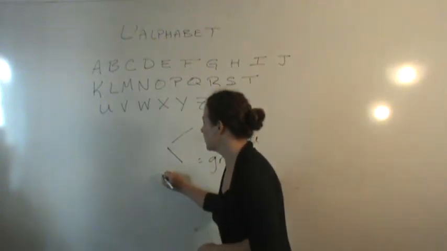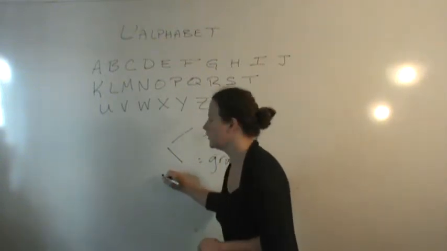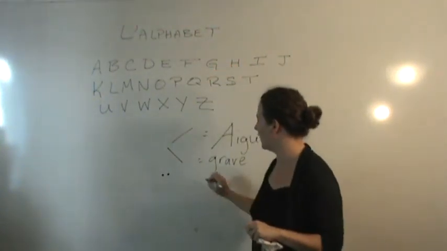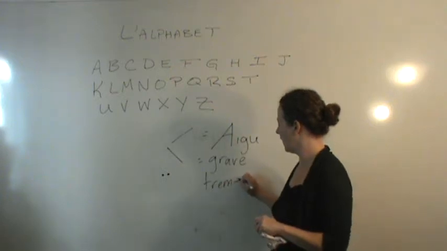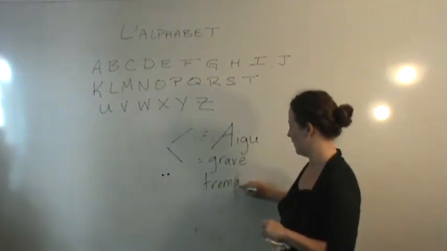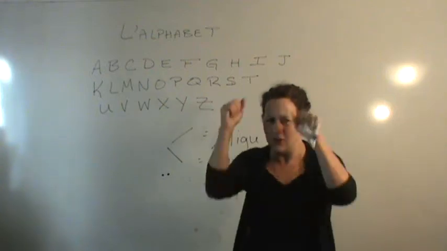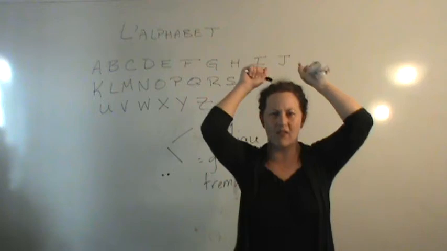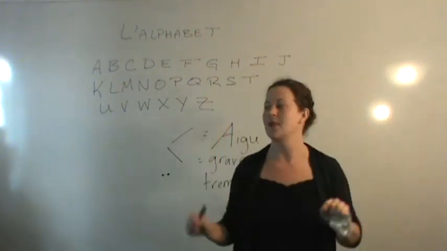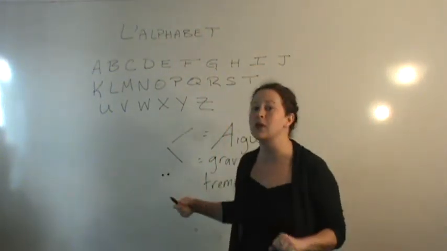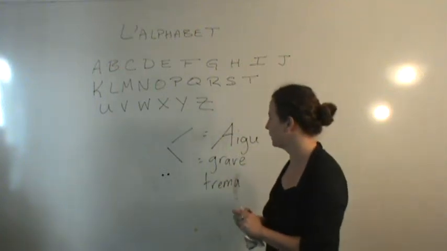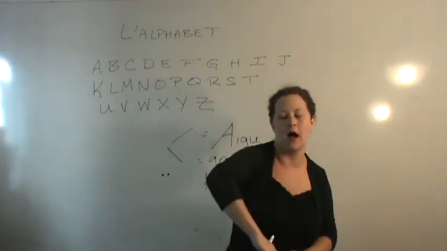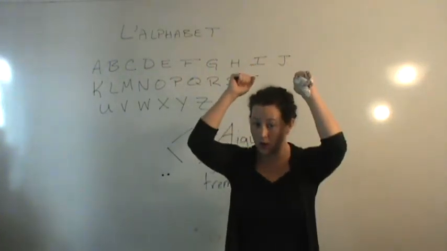Then you have accent tréma. Accent tréma. And you can think about a little mouse with little mouse ears, and the little mouse is all scared and he's going to be trembling. So you have tréma, and they look like little mouse ears. This is also like an umlaut in German. Same type of thing. So you have aigu, grave, tréma.